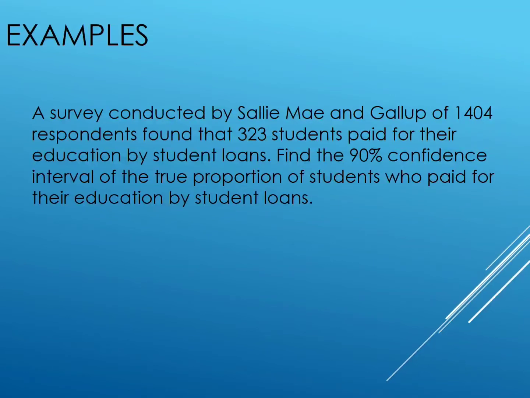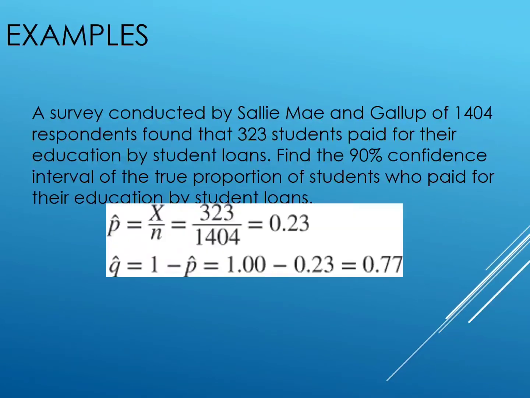Now keep in mind, if the question was who did not pay, so I care for who did not pay, then it changes the entire problem. In this case, my x over n is 323 divided by n, which is 1404. So 323 divided by 1404 is 0.23. My q is 1 minus p hat, which is 1 minus 0.23, which is 0.77. Okay?